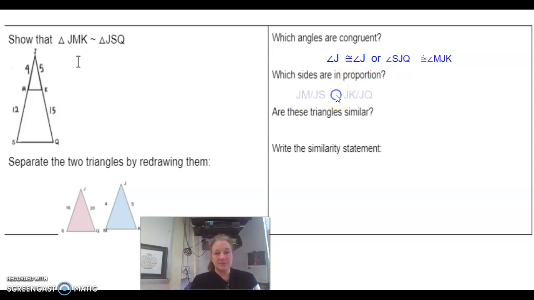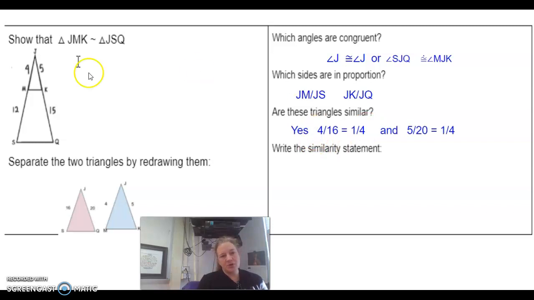Well, let's find out. I've got JM, my little side on my little triangle, compared to the little side on the big triangle, JS. And I do the same thing for JK and JQ. So let's put the numbers in. JM is 4. JK is not 12. JK is 4 plus 12, which is 16.